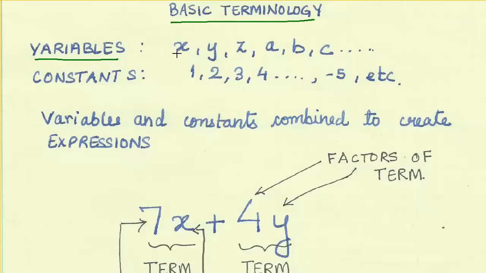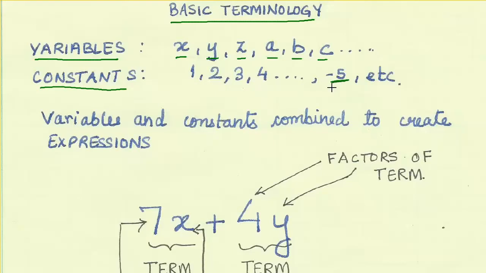But we represent variables by alphabets, for example, X, Y, Z, A, B, C, and so on. And I would just like to re-emphasize that these variables denote quantities. These are numbers, but these are quantities which can take on different values. Then we have constants. As the name suggests, constants are numbers, and they could be positive like 1, 2, 3, 4, or they could be negative.